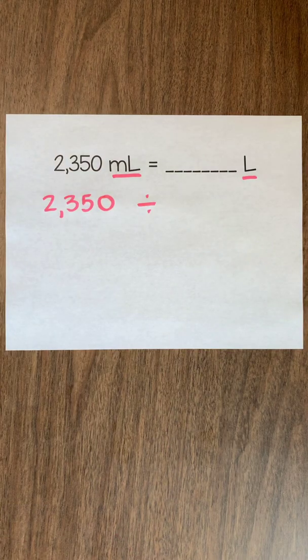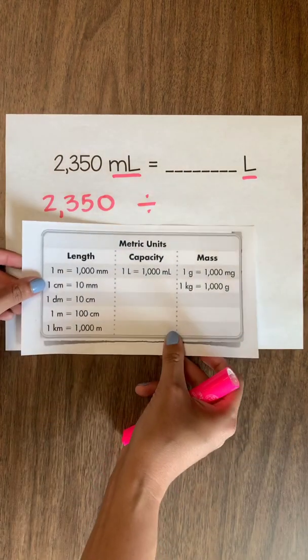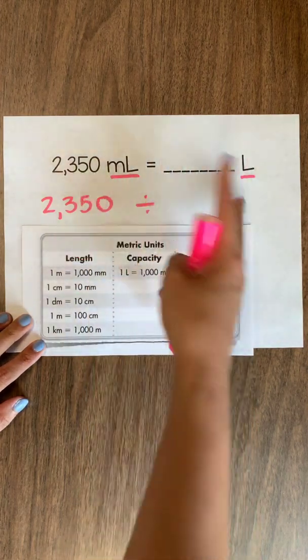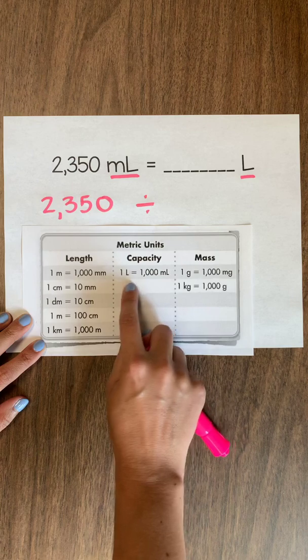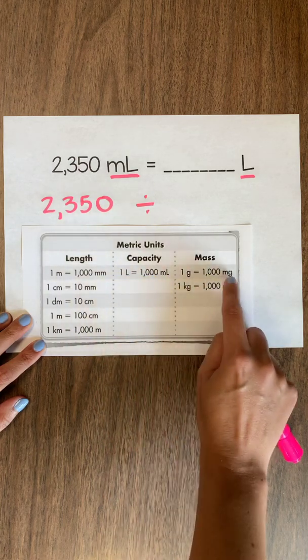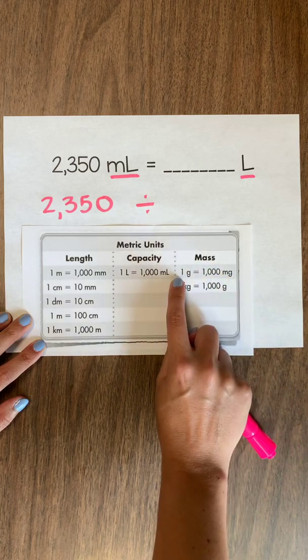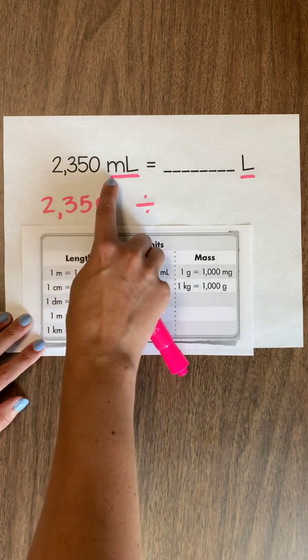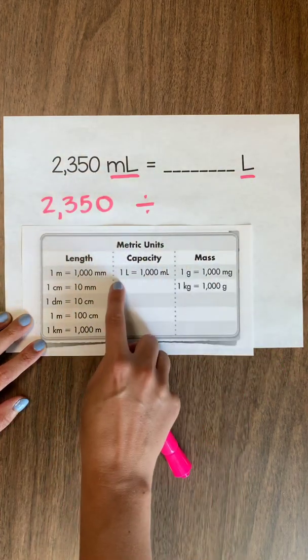This is where we're going to use our chart. So on the chart, I want to find the one that deals with milliliters and liters, since those are the two I'm switching back and forth. So it's right here. 1,000 milliliters is equal to 1 liter. This is the one I want to focus on. Not these ones, right? Those are milligrams and grams. These are millimeters and centimeters. That doesn't relate to this problem. We want the one that deals with milliliters and liters, which is right here.